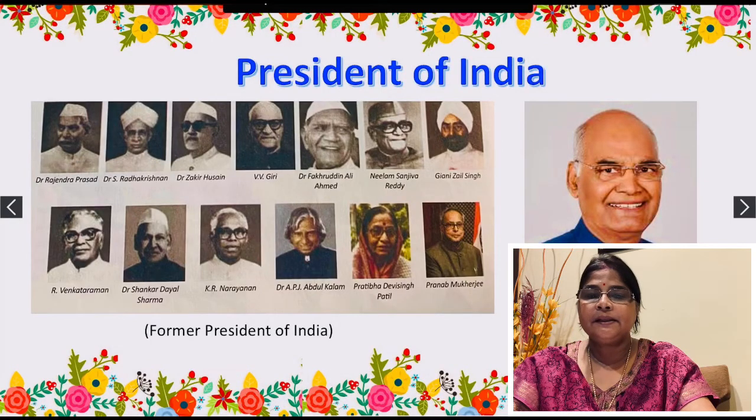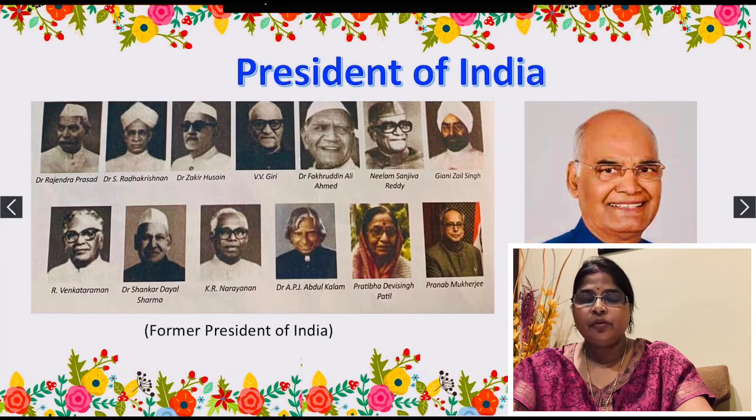This session will be discussing the Union Executive. The Union Executive consists of the President, the Vice President, the Prime Minister and the Council of Ministers. Now we shall discuss the President. Who is the present President of India? His Excellency, Sri Ramnath Kovind.